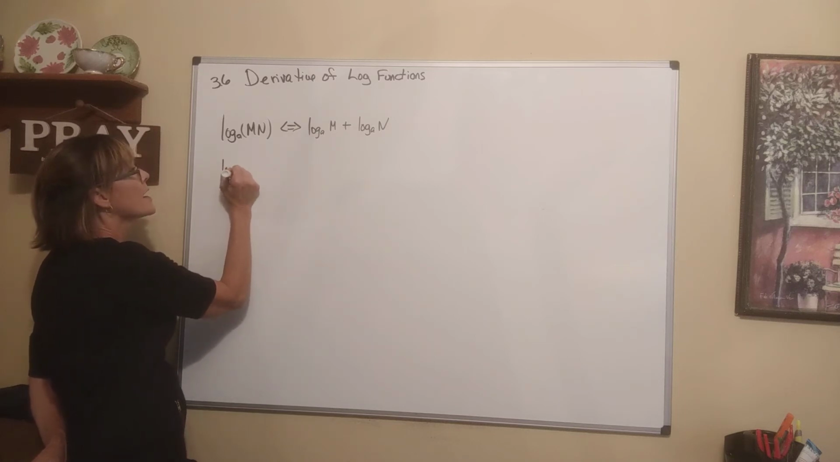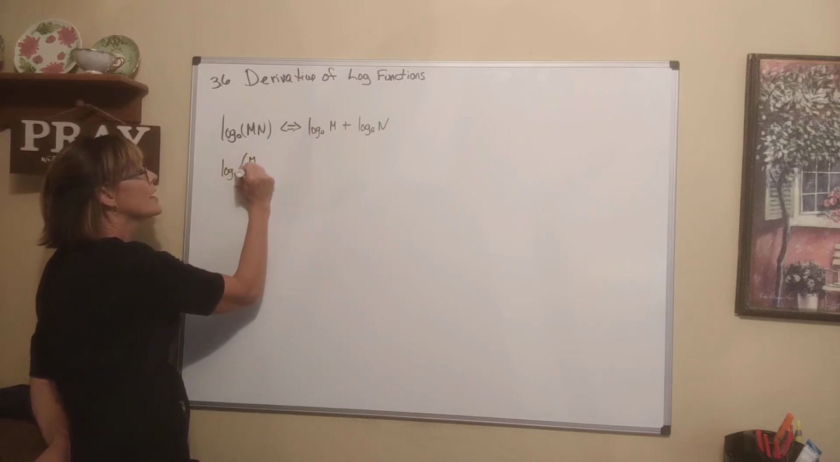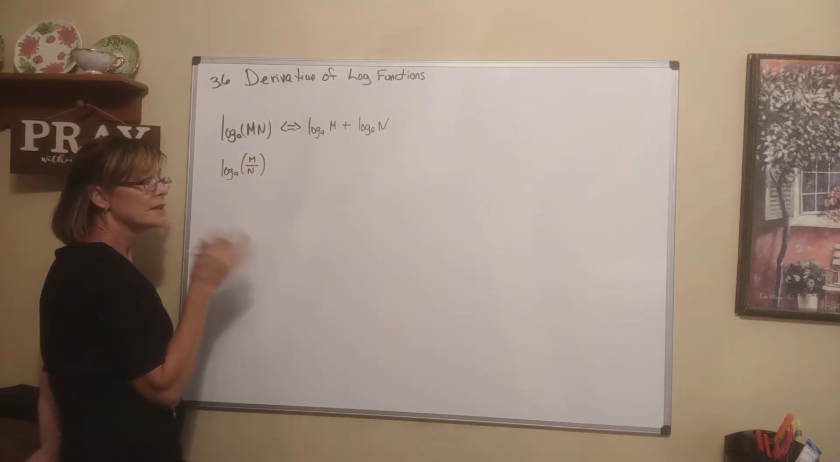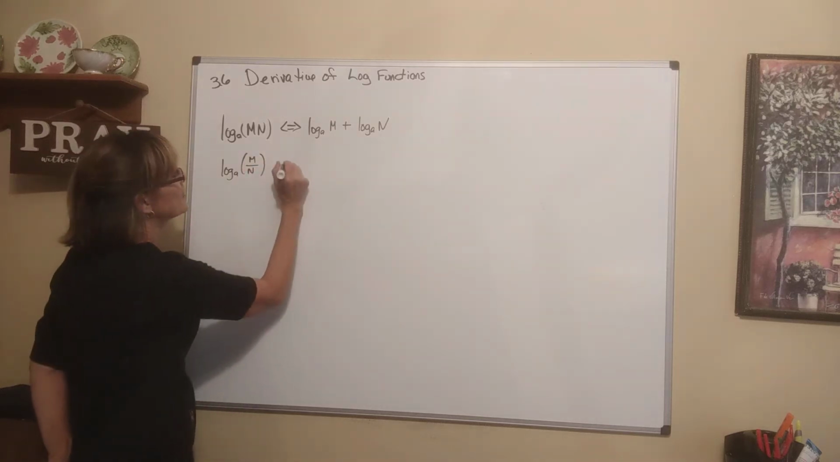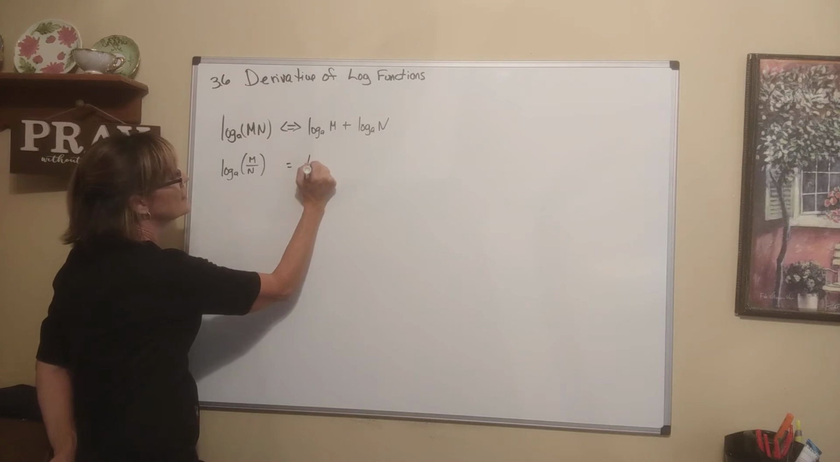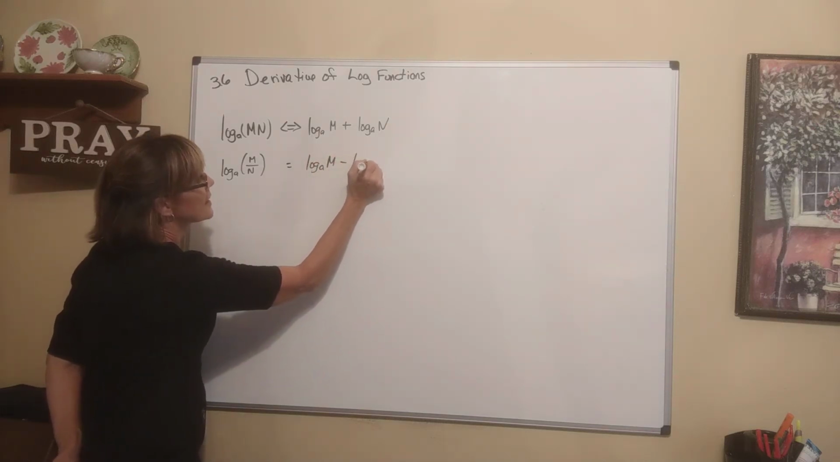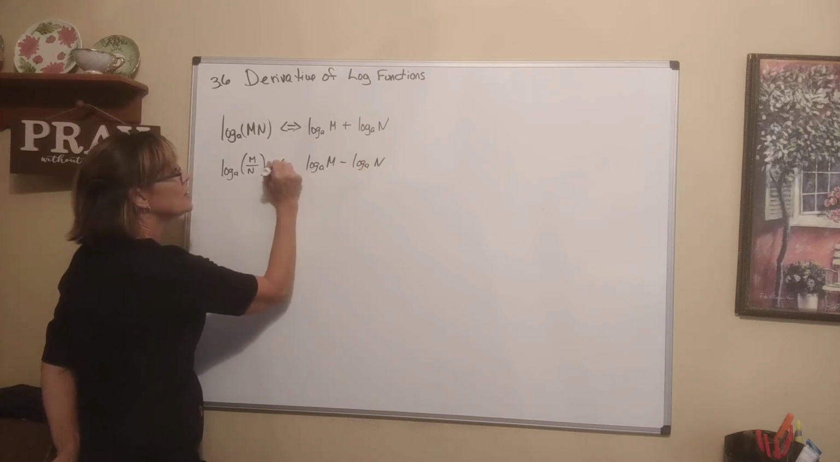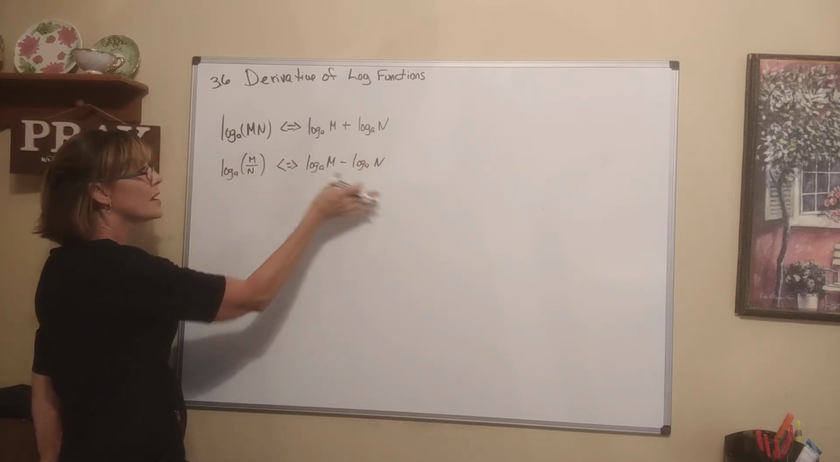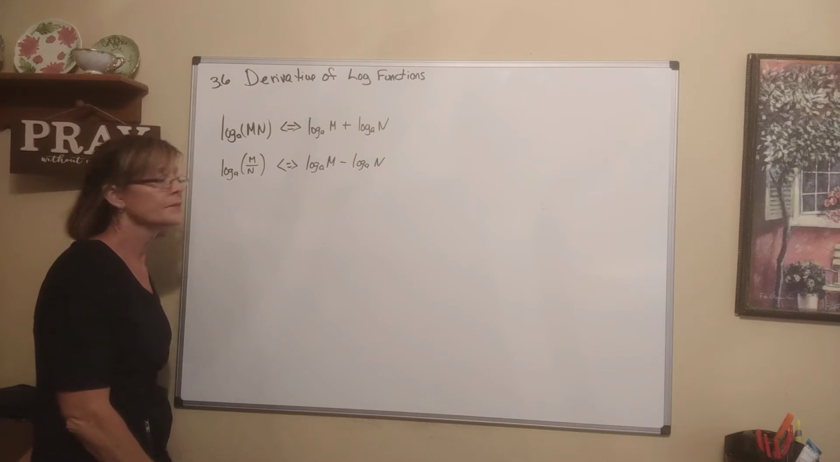Log base A of m divided by n. This is the quotient rule. This can be rewritten into the log base A of m minus the log base A of n. Again, you can use these equations going both ways depending on what you're trying to do.